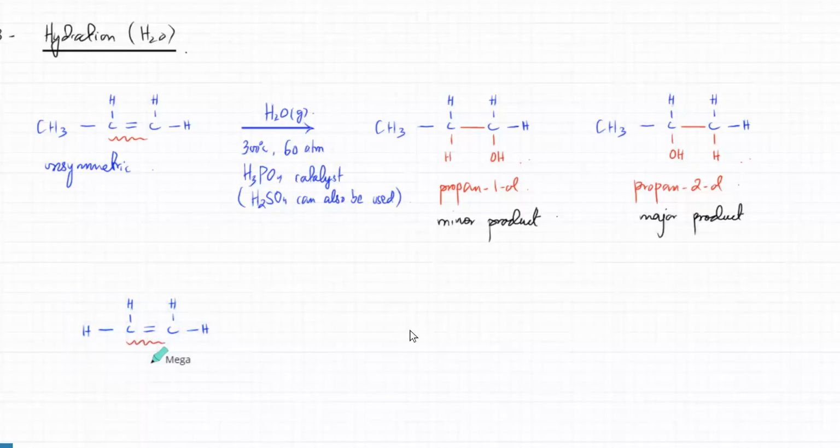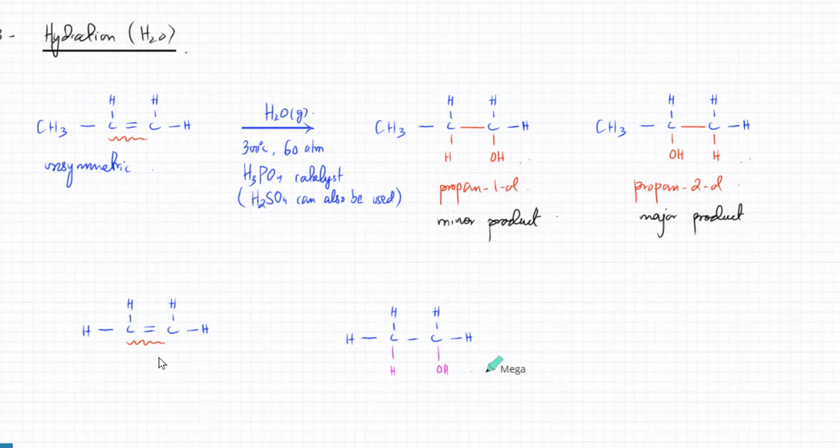Like if I draw the products, the double bond would go away. The H will get added to one carbon atom and the OH will get added to the other carbon atom, right? Even if I reverse it, if I make it the other way around, it's still the same thing, right? Is that clear? So for symmetric alkenes, that's not an issue. It's just going to give you a single product.